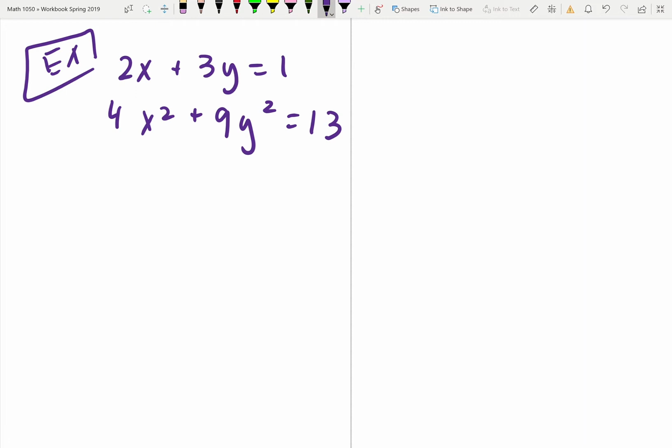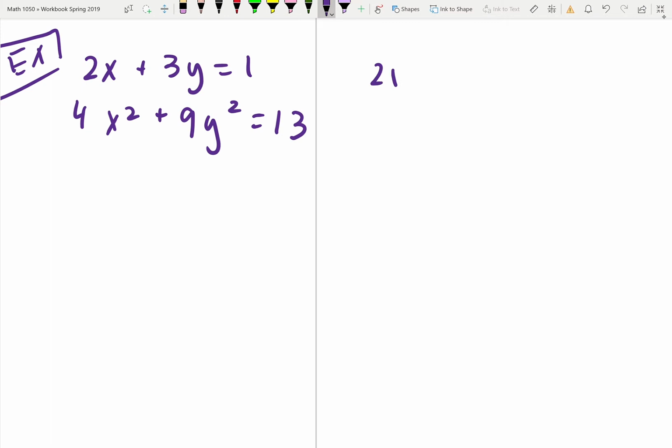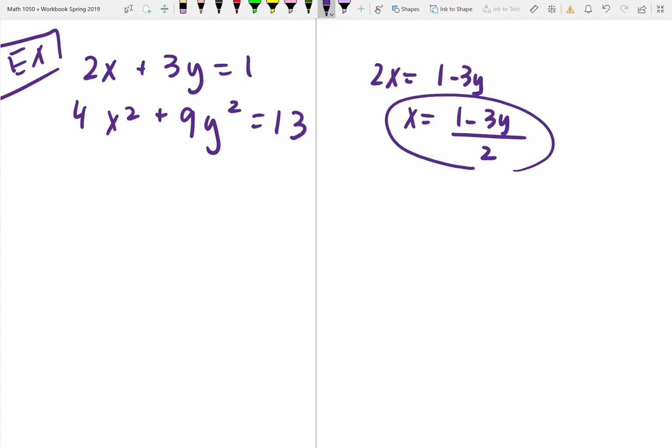Let's solve equation 1 for x, okay? So everybody go 2x equals 1 minus 3y. Divide by 2, x is (1 minus 3y) over 2. Freeze right here and let me say something. Someone yesterday said, let's take that and put it here.